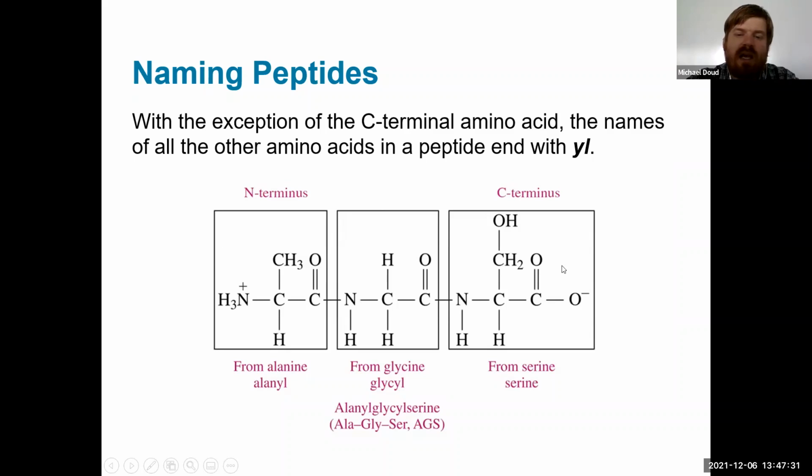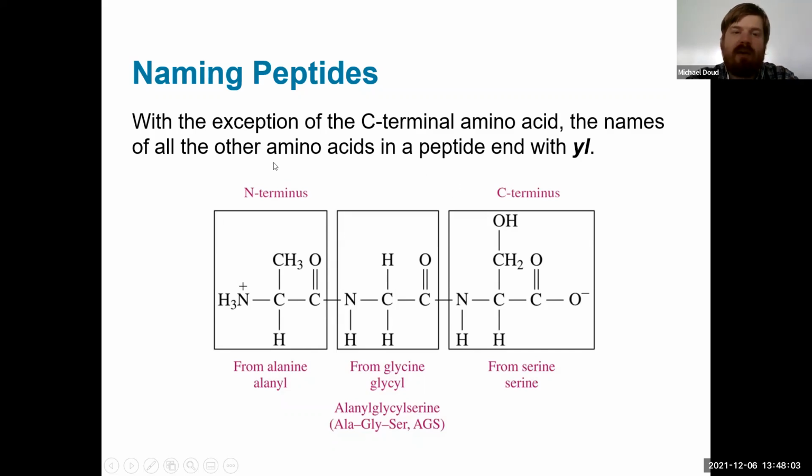That's because these amino acids are not symmetrical, right? They have the ammonium group on one side and the carboxylate on the other side. So when we form these peptide linkages, we're clearly going to end up with a carboxylate on the right side, and we're going to start from an ammonium on the left side. The side that starts with the ammonium is called the N-terminus. The side that ends with the carboxylate is the C-terminus. And that's the way we can distinguish between these two ends.